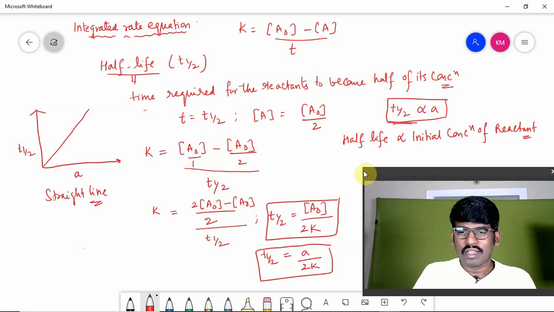Hope it is clear. It is all about zero order reaction: definition, examples, integrated rate equation, half-life, and graphical representation of all the equations.